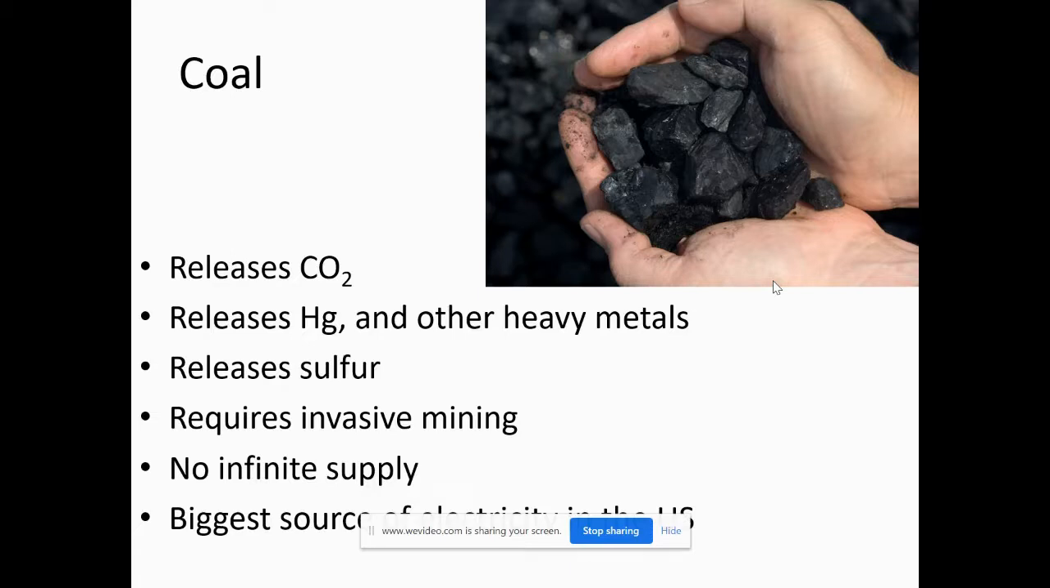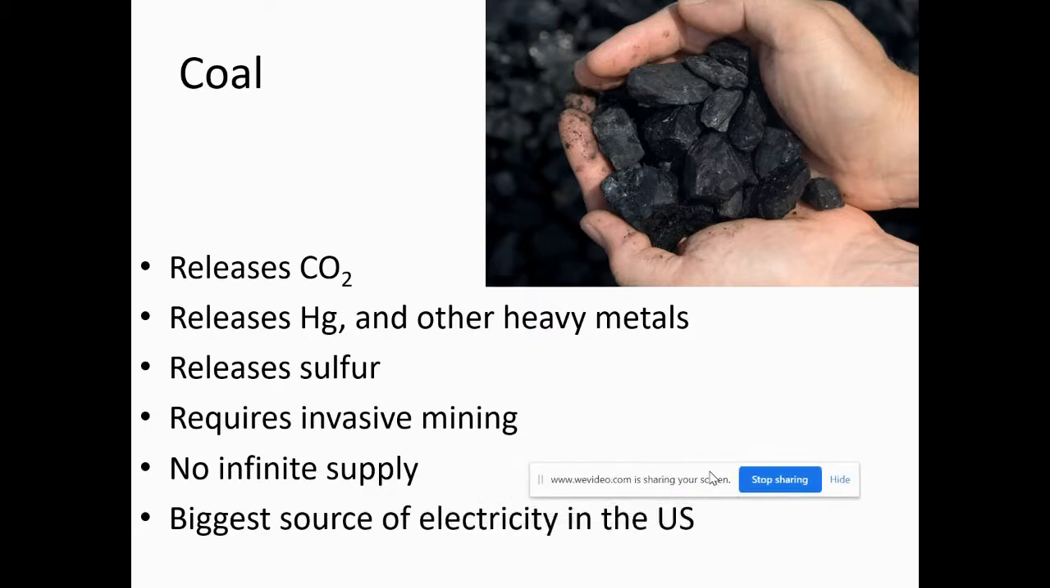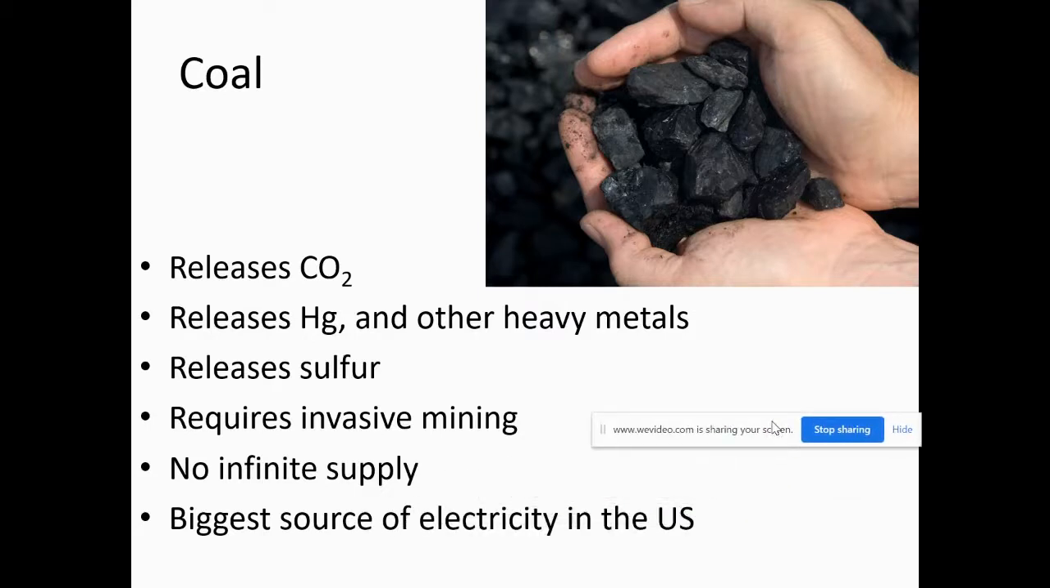Coal has a lot of environmental problems. I gave you that energy review sheet, and some people said, what are some of the good things about coal environmentally? And there really aren't any. It's a big producer of CO2, releases mercury and other heavy metals, releases sulfur, requires catastrophic mining. There's no infinite supply, and it's the biggest source of electricity in the United States, but that's going down because in the past year, it's becoming cheaper to produce electricity with wind and solar.